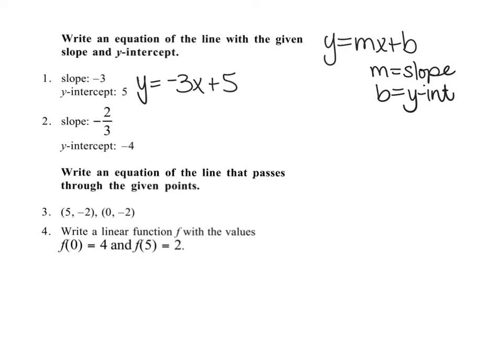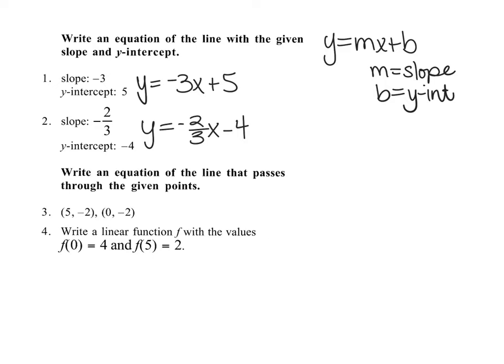Number 2 is the same thing. Slope is -2/3. Y-intercept is -4, so we're going to plug in the -2/3 for m and the -4 for the b, and we get y equals -2/3 x minus 4.